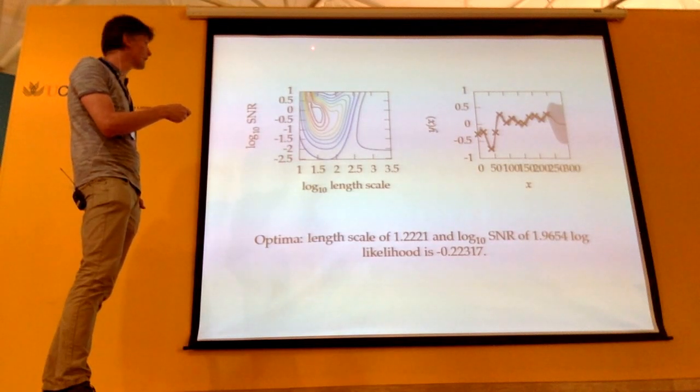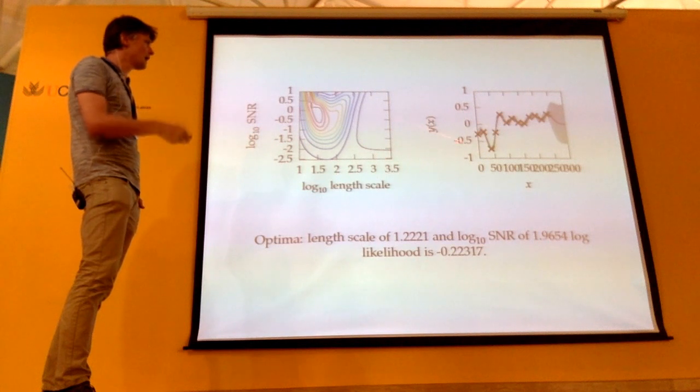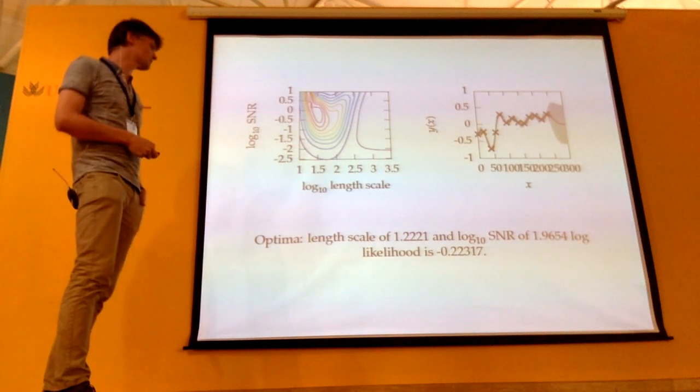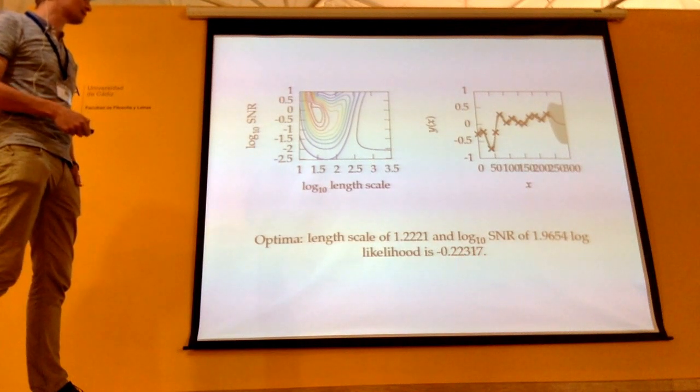It's not even on the chart. It's a very high signal to noise. Okay, so that's an optima it's found. But would we say it's a good optima? Well, I don't know, but look at the likelihood. Remember that likelihood, it's minus 0.22.